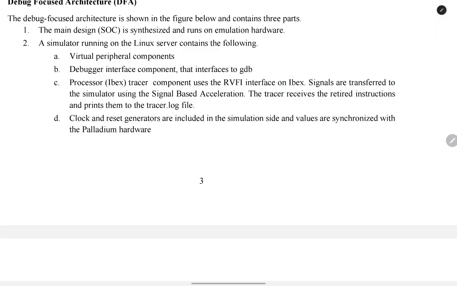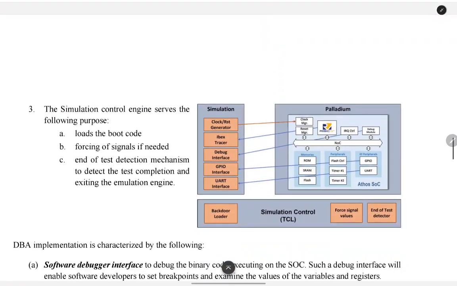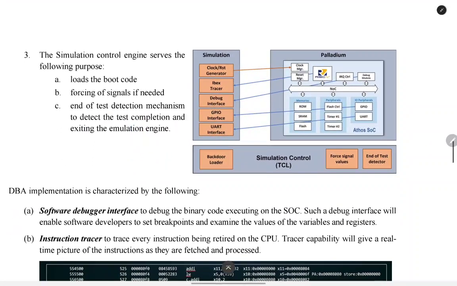Signals are transferred to the simulator using signal-based acceleration. The tracer receives the executed instructions and prints them to the tracer log file. Clock and reset generators are included on the simulator side and the values are synchronized with the Palladium hardware. 3. The simulation control engine serves the following purposes: load up the code, force signals if needed, and run a test detection mechanism to detect the test completion and exit the emulation engine.